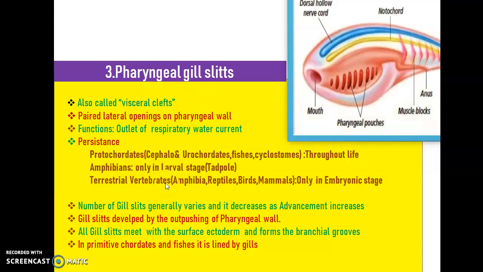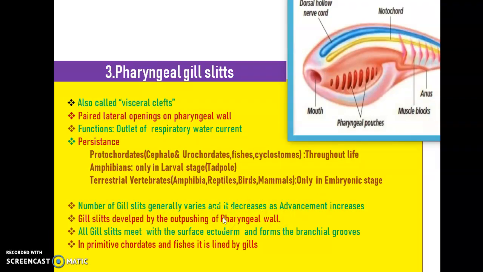And in the case of terrestrial vertebrates, that is adult amphibians, reptiles, birds and mammals, this structure is found only in the embryonic stage, which means that when all these organisms become adult, it gets replaced by the terrestrial air breathing organ, that is lungs. And if we are considering the number of these gill slits, it varies in different groups. Actually, when advancement increases, the number of gill slits decreases, which means that a higher number of gill slits is found in lower chordates, while higher chordates contain a lesser number of gill slits.